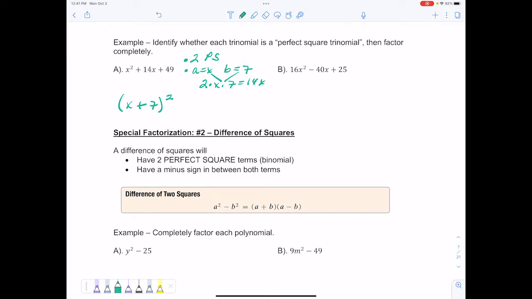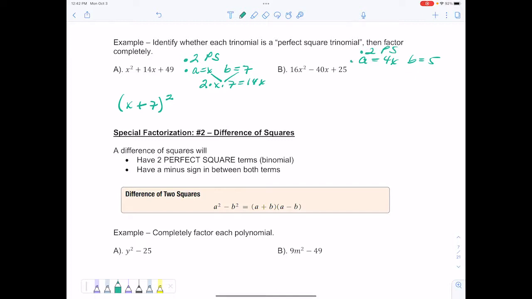Okay, for letter B, same thing. I'm going to check to make sure I have two perfect squares. Can you take the square root of 16x squared? And can you take the square root of 25? The square root of 16x squared is 4x, and the square root of 25 is 5. So I've got my two perfect squares.